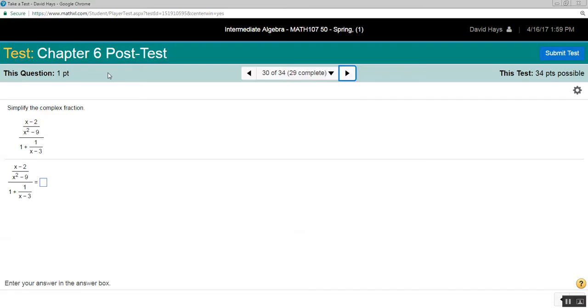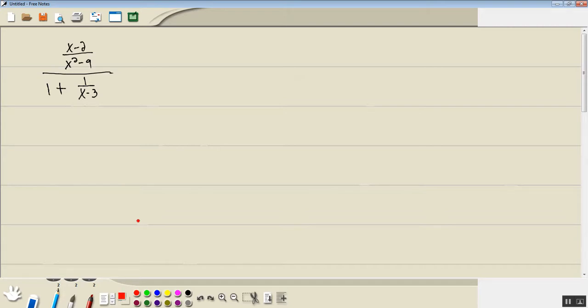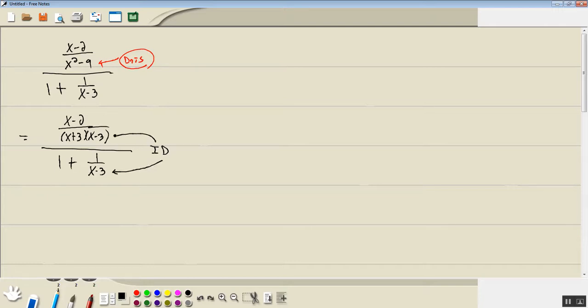This is a complex fraction, and we want to simplify it. So we want to factor all of our inner denominators. The x squared minus 9 is the difference of two squares. So this is x minus 2 over x plus 3, x minus 3, all over 1 plus 1 over x minus 3. Now our inner denominators are the x minus 3 and the x plus 3, x minus 3. So we want to multiply everything by the LCM of all our inner denominators. I start with my first factor, the x plus 3, and I'm looking for the greatest number of x plus 3's in a single inner denominator. There's 1 here, none here, so we're going to have 1.